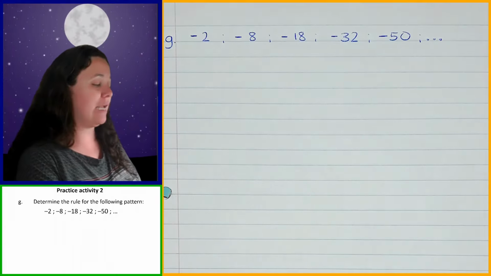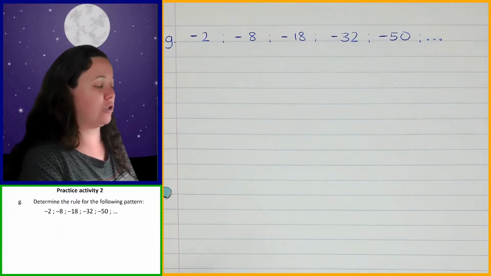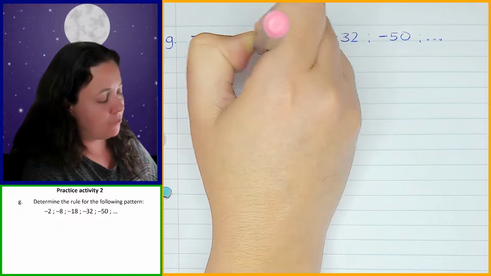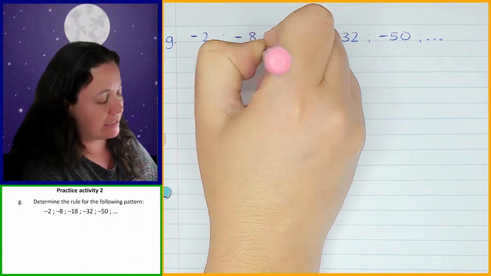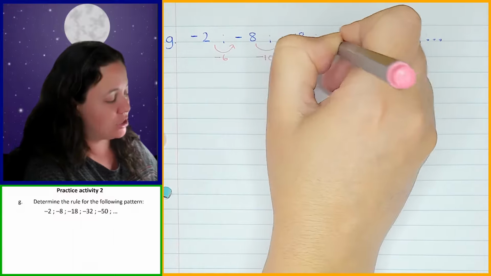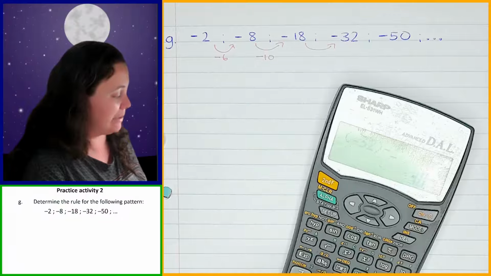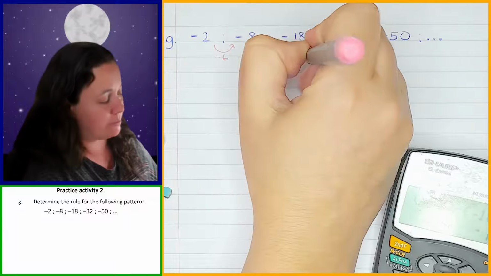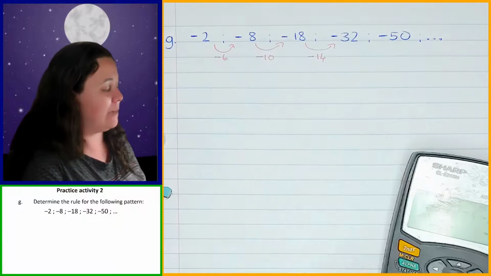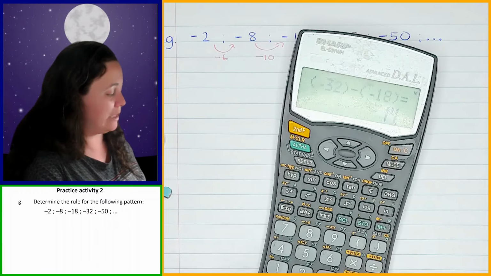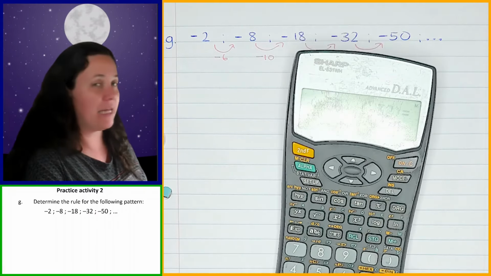So now we're going to go and check and see what our second level of differences is going to be. So from -2 to -8, I'm subtracting 6. From -8 to -18, I'm subtracting 10. From -18 to -32, -32 minus -18 is -14. So I'm subtracting 14. And from -50 to -32, I've got -50 minus -32, that's -18. So I'm subtracting 18.